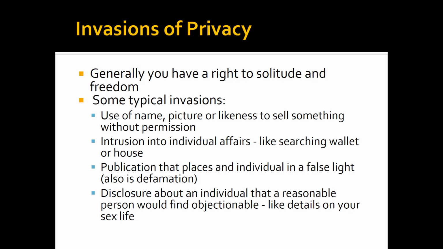So intrusion into individual affairs would be as simple as searching a house without consent, or publishing information that places someone in a false light, and there you're getting very close to defamation, or disclosing information that a reasonable person would find objectionable. So let's suppose that in the past, your spouse suffered from mental illness and was temporarily placed under medical care in a mental institution. Well, that's a private piece of information. If someone published that, and there's no reason to publish it, okay, that would be an invasion of privacy, and it's potentially actionable.